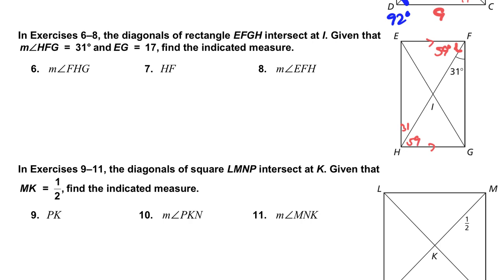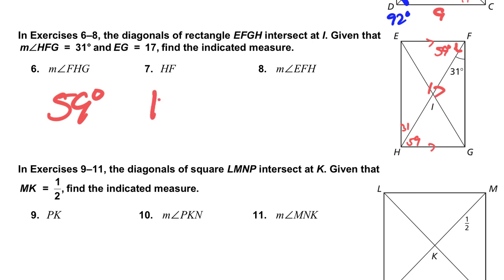So we have that. What we also have going for us is they said that EG, this whole diagonal, is 17. So the other one's going to be 17, which would be HF. So let's fill in things. It's asking for angle FHG. F to H to G, that's 59 because we found this complementary angle up here and we have alternate interior angles. So that is going to be 59 degrees.